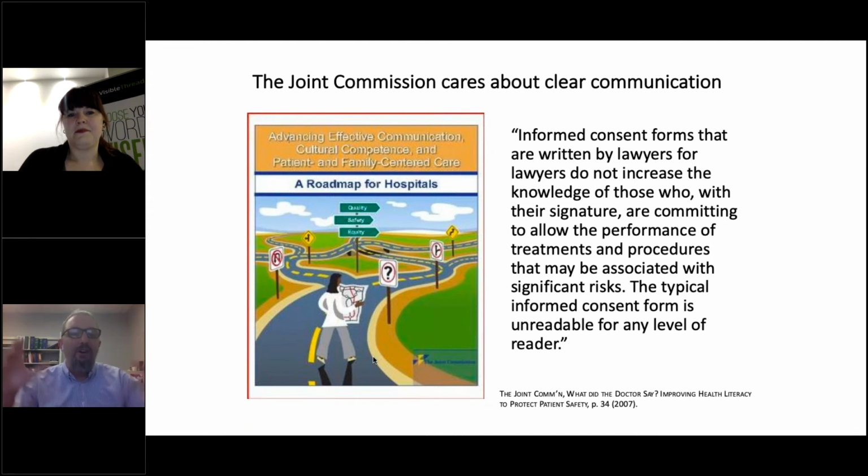I use this all the time to convince people, like, look, what we're doing is not working well. The Joint Commission knows it. Look at this quote, especially since it resonates with lawyers, because if they're not like me, they kind of take offense to it. And they say, let's do better. That's a good way of motivating people to change. All right, let's move on a little bit here.